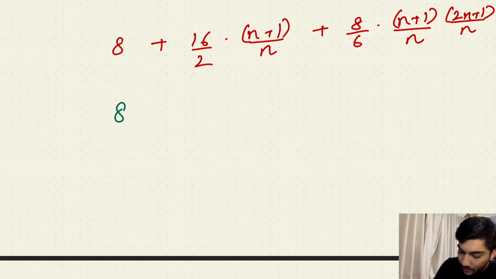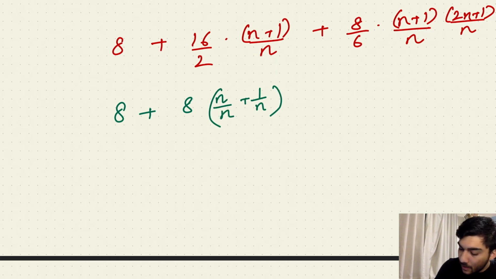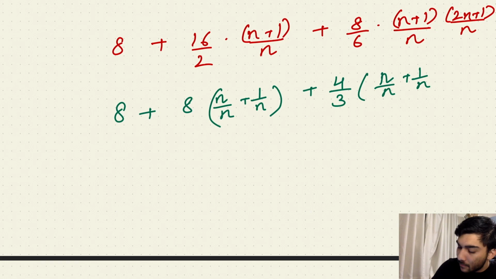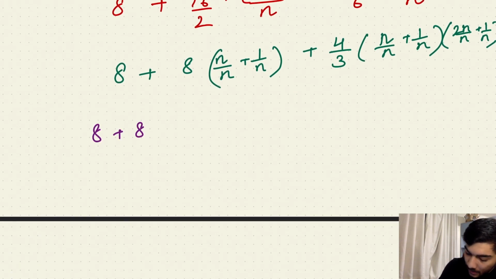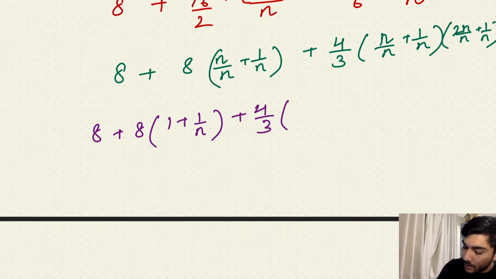And now after further simplifying it down, it would become 8 plus 8. N plus 1 by n can be changed to n by n plus 1 by n, right? 8 by 6 would become 4 by 3. This expression would again become n by n plus 1 by n, and this would become 2n by n plus 1 by n, which would finally become 8 plus 8 times 1 plus 1 by n plus 4 by 3 times 1 plus 1 by n, 2 plus 1 by n.